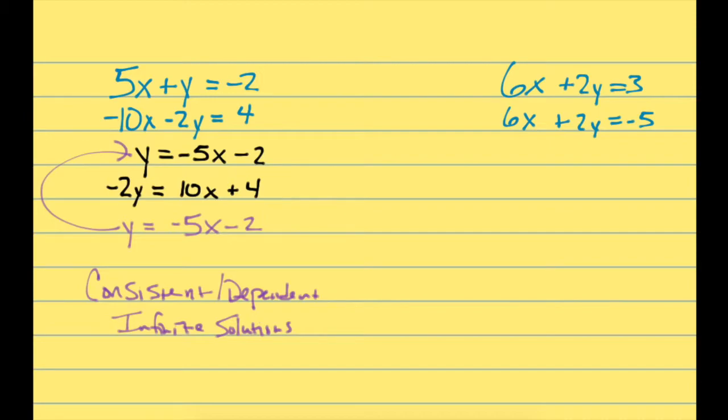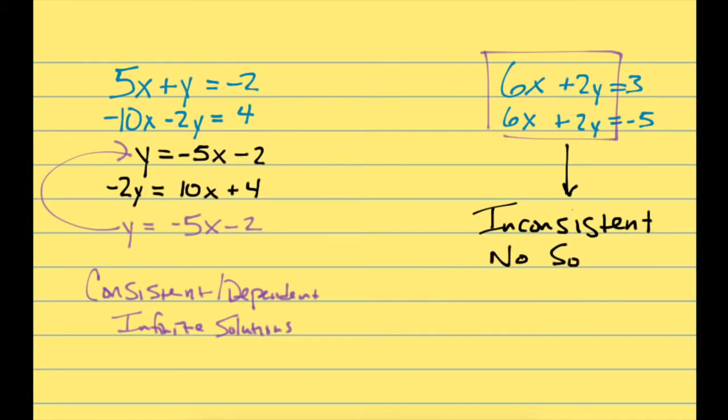On the right, this one's identifiable by the fact that the left-hand side is identical, but the right-hand side is different. So if I were to solve these and write them in slope-intercept form, I would get the same slope but different y-intercept. So whenever my left-hand side is identical and my right-hand side is different, I automatically know that this is an inconsistent system. Now that's not the only case, but this is one of the most obvious cases. It's an inconsistent system with no solution.